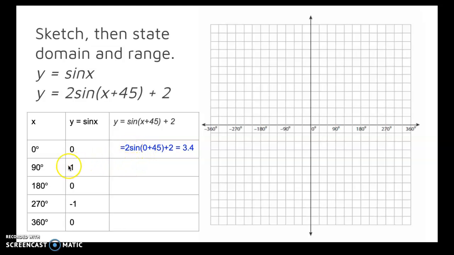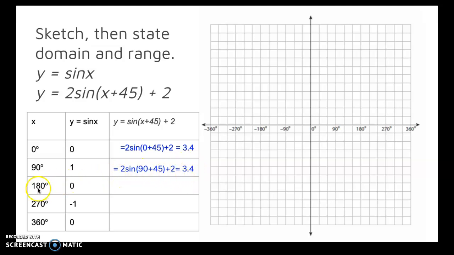The next one, you're going to do the same thing, except this time for x, you're going to put 90. So 2 times sine of 90 plus 45, this is 135. So 2 times sine of 135 plus 2 gives you 3.4 again.